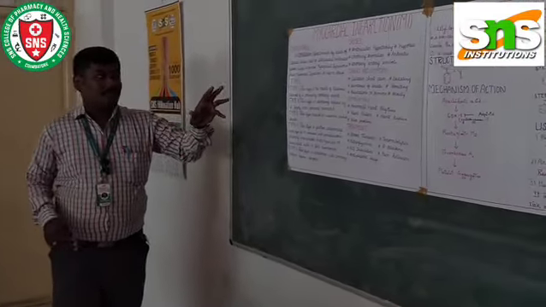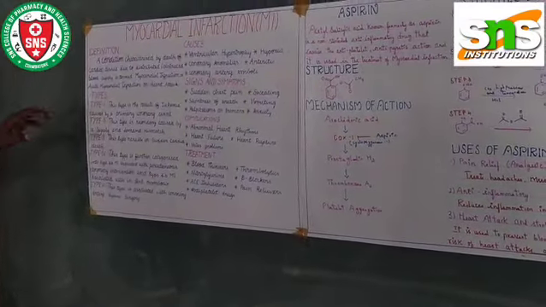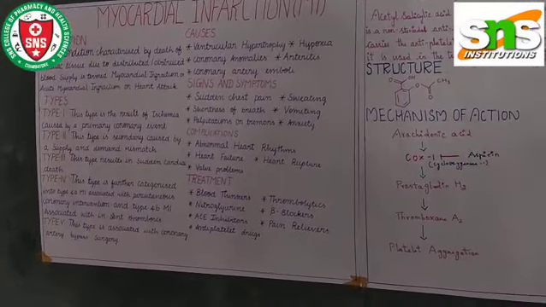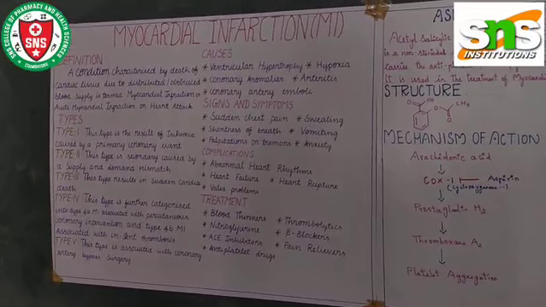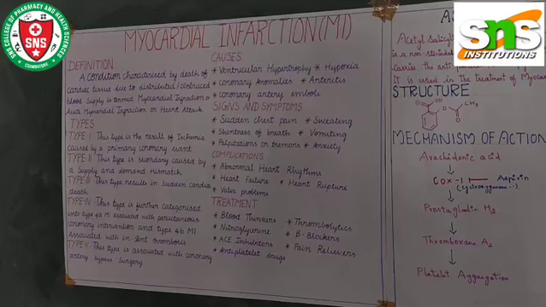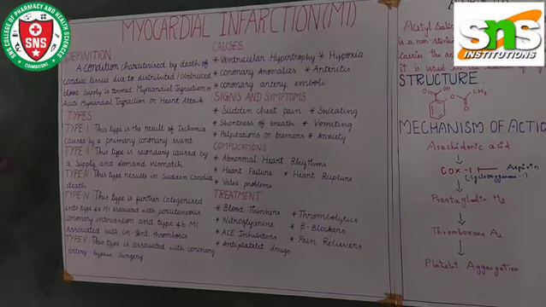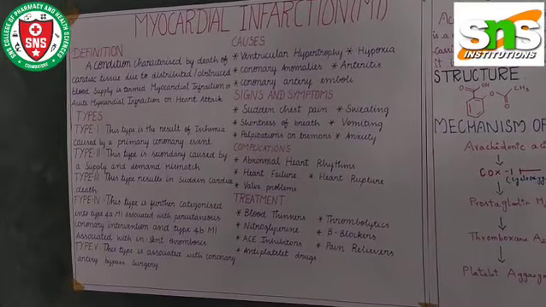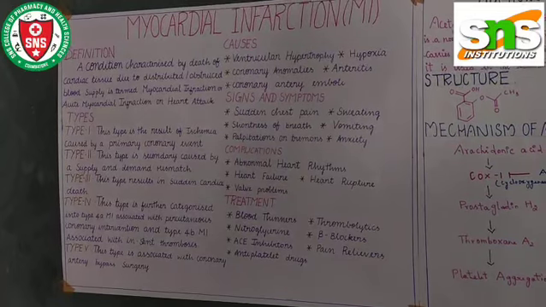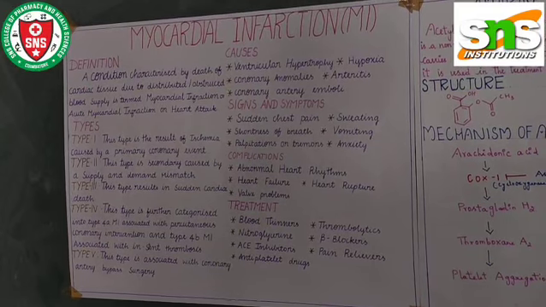It is a condition characterized by death of cardiac tissue due to disturbed or obstructed blood supply. Normally, if you find any person with myocardial infarction, then their blood supply is disturbed. It is termed myocardial infarction or acute myocardial infarction, and the common man will call it a heart attack. So let us see about this myocardial infarction.